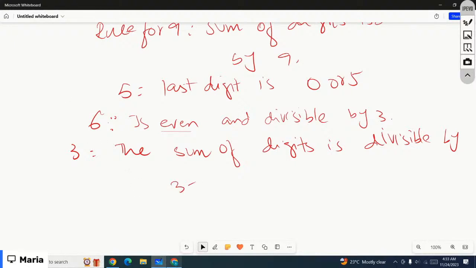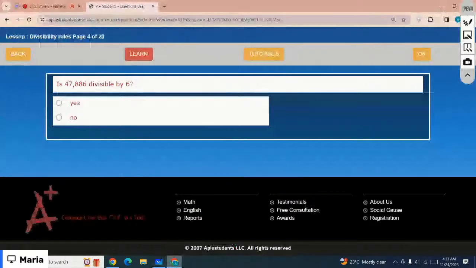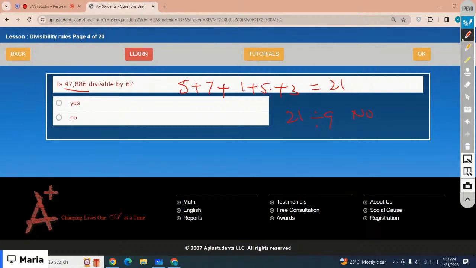The number is 47,886. First, let's see if it is divisible by 2, right? Yes, it is because the last digit is even. So 47,886 is divisible by 2. Now apply the divisibility rule for 3.